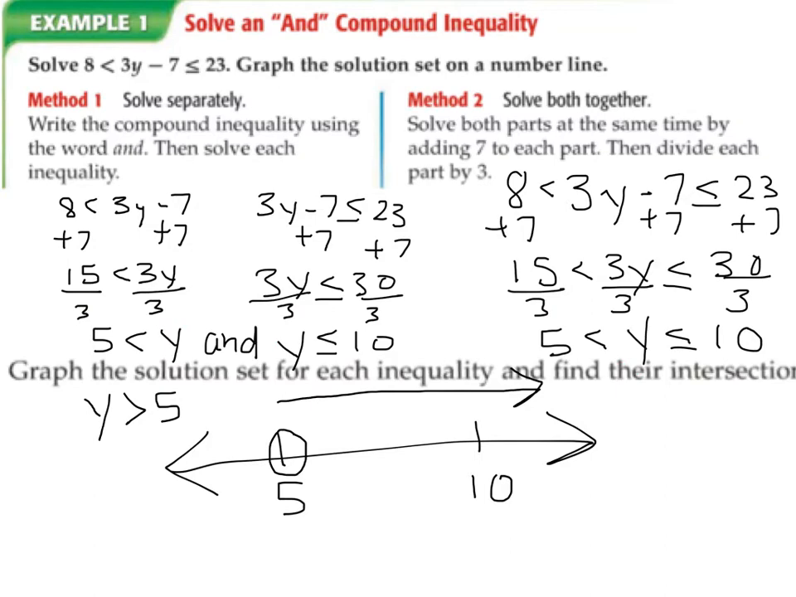Okay, let's look at the 10. Since it's y is less than or equal to 10, we want to shade in the circle on the 10. And then we know that we would need to shade to the left of the 10. So if we look, this is the area that we have in common, so that's the area that we're going to shade on the line. We're going to shade everything that's in between those two values.